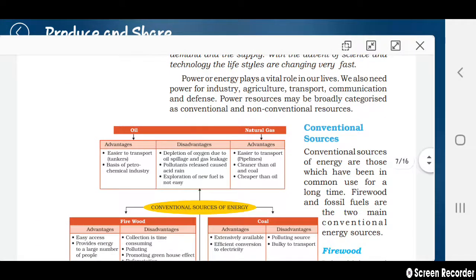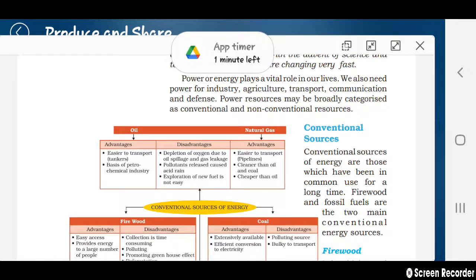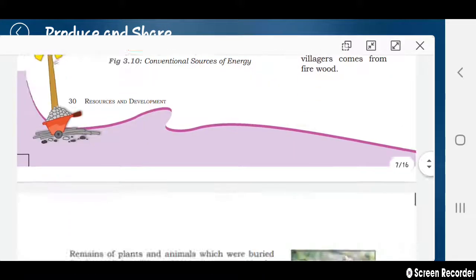Now, the advantages of oil, means petrol. It is easier to transport in tankers, and it is the basis for the petrochemical industry. It is the basic need. Some of the disadvantages: depletion of oxygen due to oil spillage, and gas leakage may also cause depletion of oxygen. Pollutants that are released cause acid rain, and exploration of new fuel is not very easy.